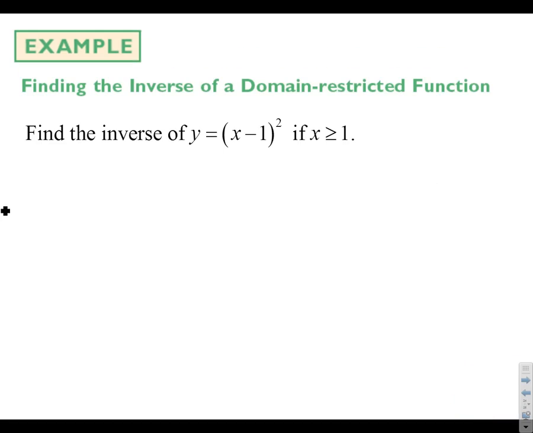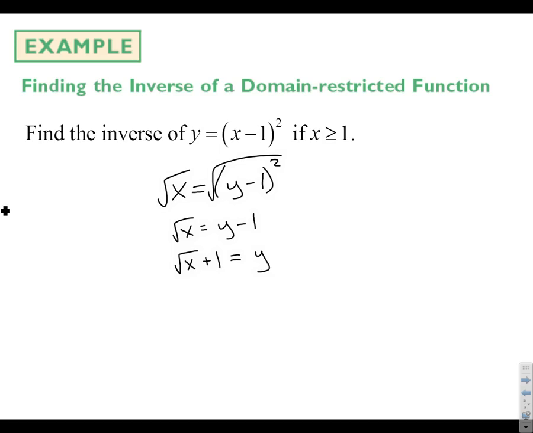Okay, and then lastly here, we're going to find the inverse. If we restrict the domain, you'll see why we restrict it here when we finish it. Switch your x's and y's. Get y by itself. Square root both sides. So now we've got root x equals y minus 1. So root x plus 1 is going to equal y. And so in this case, we know that x better be bigger than or equal to 1. Otherwise, we would get a problem in the square root.